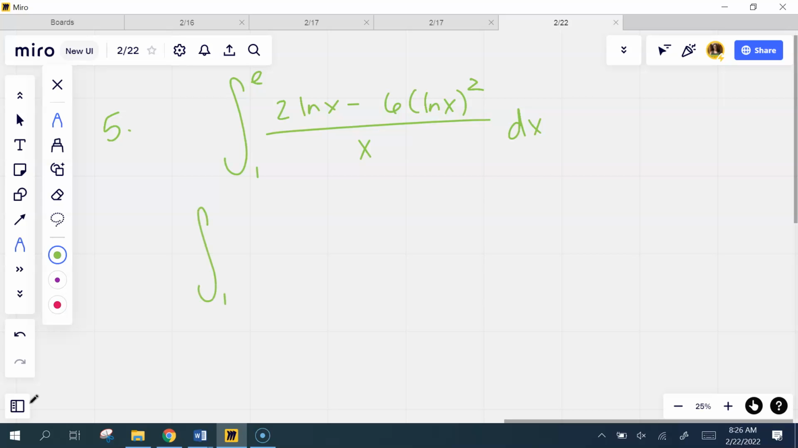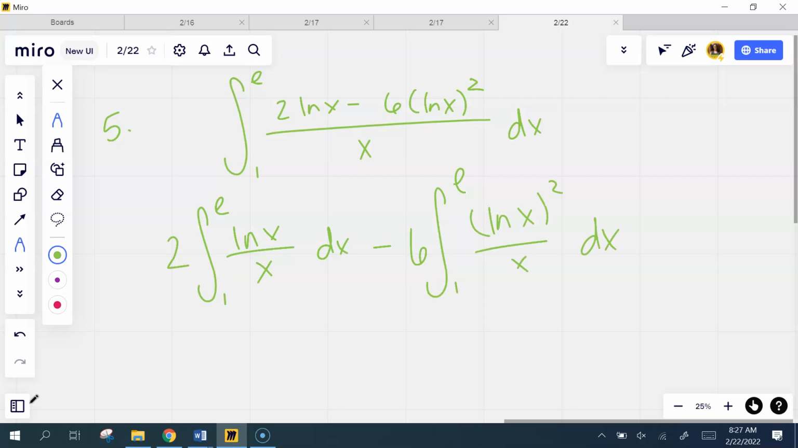Because that's one of my integral properties. And I'm going to pull this 2 out here, the log x over x dx, minus, I'm going to pull this 6 out, like 2 fractions.